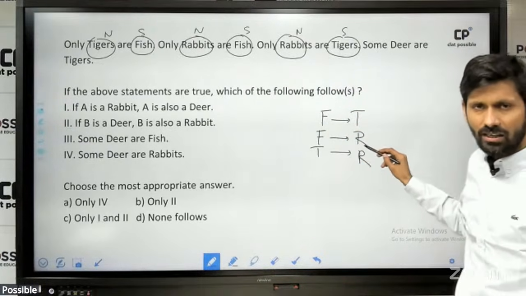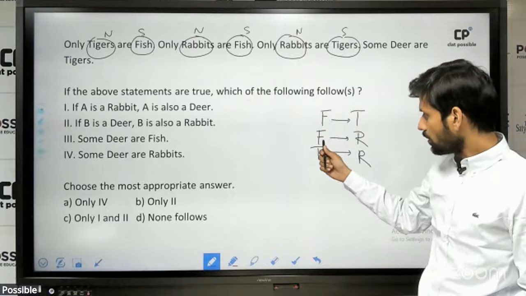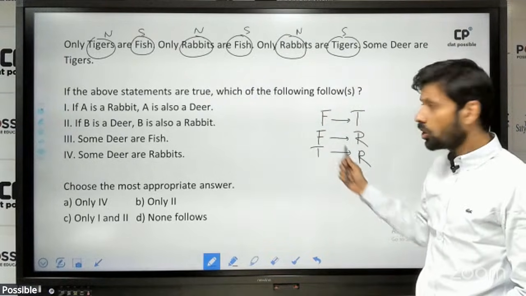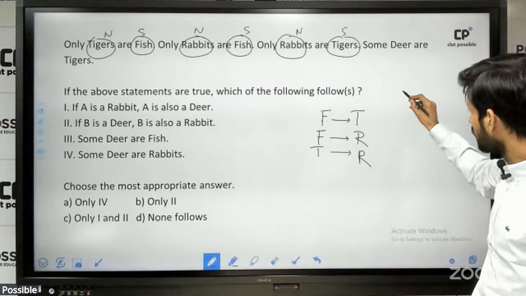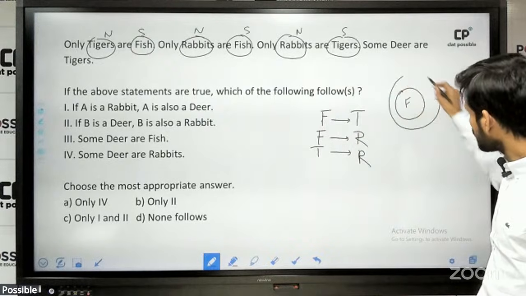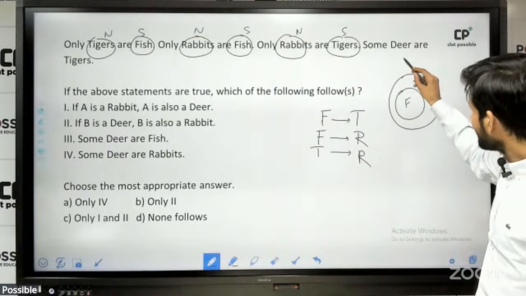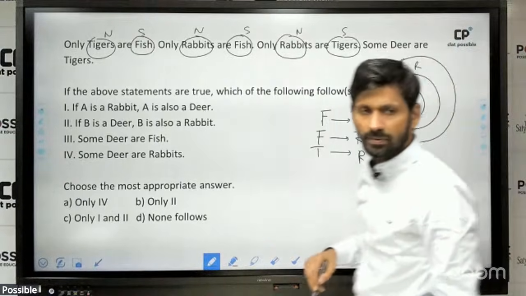All F are R. Now I'm reading it the syllogism way. All F are R, all T are F, all F are T. Okay, so now drawing this has become a little easier. So all F are T and all T are R. Yes or no?